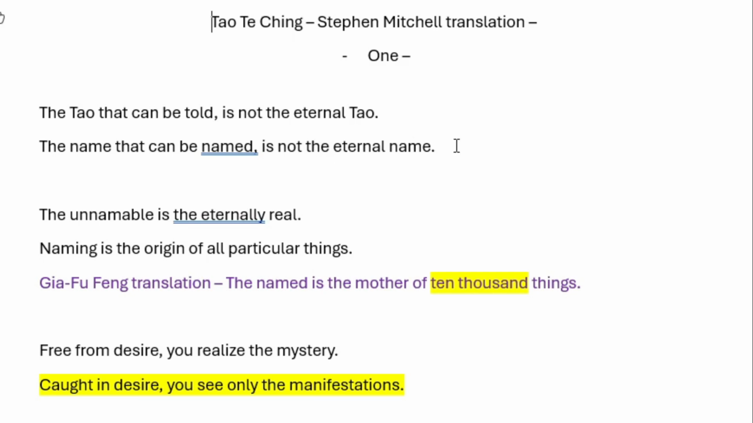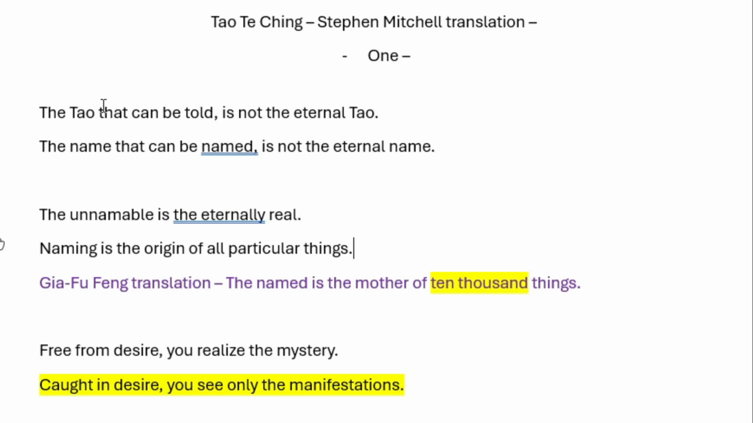The name that can be named is not the eternal name. We want to remain devoid of things. We're empty as children. This is like naked, unashamed in the Garden of Eden. The unnameable is the eternally real. There we are. We haven't stepped off into first sin. Here is first sin: naming is the origin of all particular things.